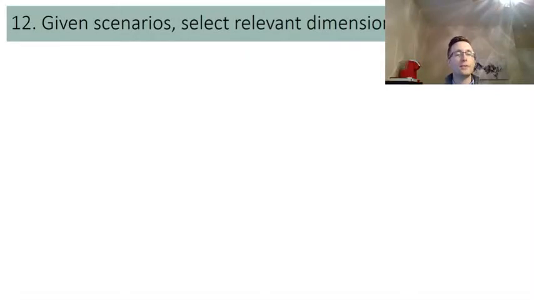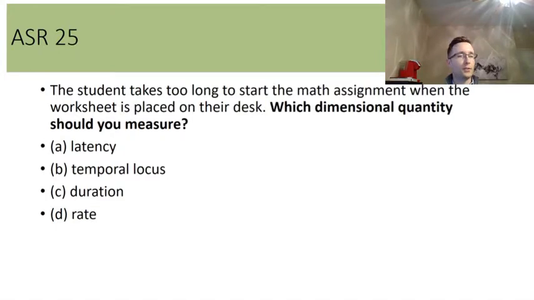Objective 12 is given scenarios, select relevant dimensional quantities. So here you're applying what you've learned about dimensional quantities to making decisions about what you would measure in a given situation. ASR 25, the student takes too long to start the math assignment when the worksheet is placed on their desk. Which dimensional quantity should you measure? A, latency, B, temporal locus, C, duration, or D, rate?